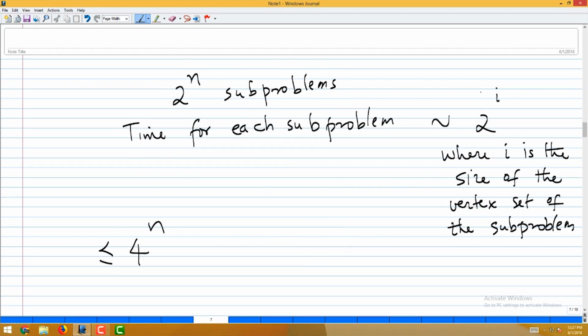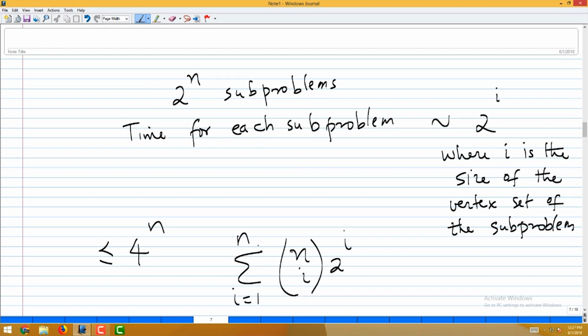Why? It is not 2 power n for every subset. If your subset size is I, then it is 2 power I. If you are working with problems of vertex set of size I, it is actually only 2 power I. How many vertex sets of size I are there in your whole graph? N choose I. So for n choose I problems, it only takes 2 power I, and you sum it over all I.